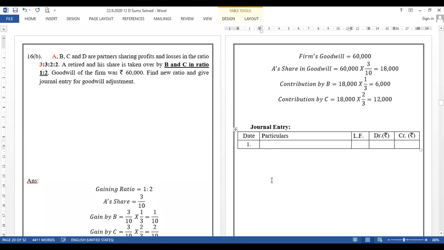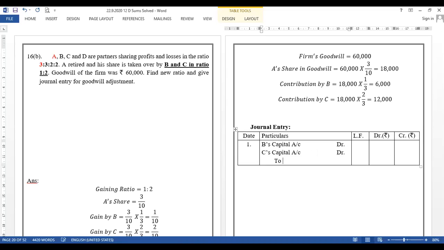Just one entry will be required for Goodwill, that is gaining to sacrificing. Gaining partners can be seen as B and C, right? So B's capital account debit, C's capital account debit, to sacrificing is A. You can see that not all partners gain, so that's why the ones who gain have to be debited. 6, 12, 18. That's all for the sum.